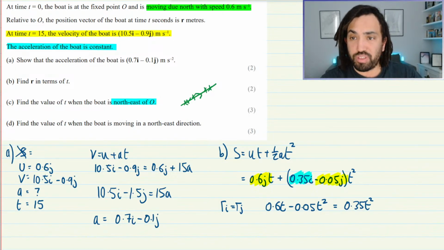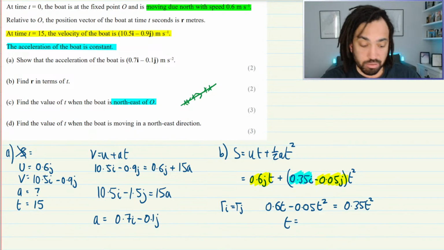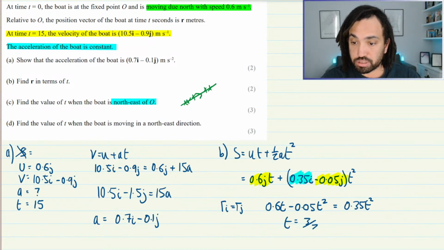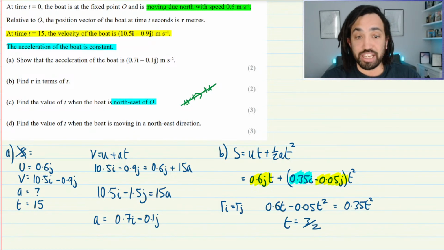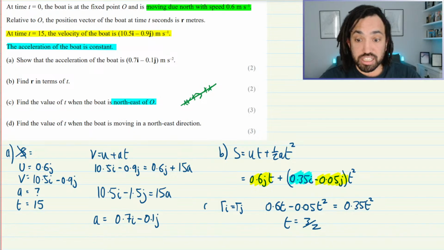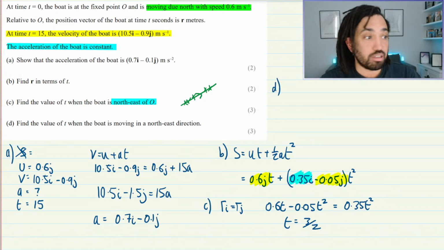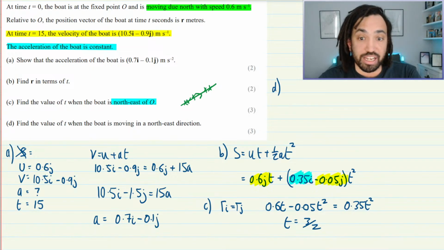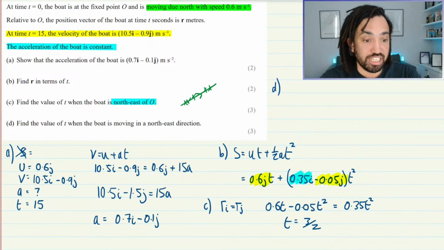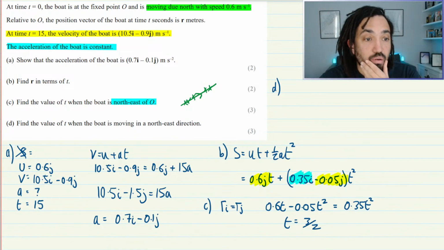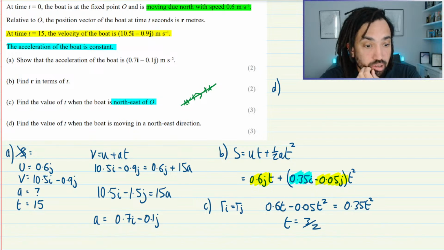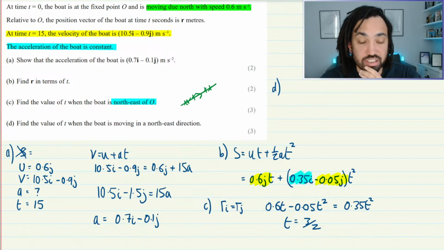Okay, we can solve that. I'm not going to bother solving it. I'm just going to tell you what the answer is. It's 3/2. Bosh. Okay, now the next one. Part D. Tell me, when it's moving in the northeasterly direction, what have we got to do now? It's moving in the northeasterly direction this time.